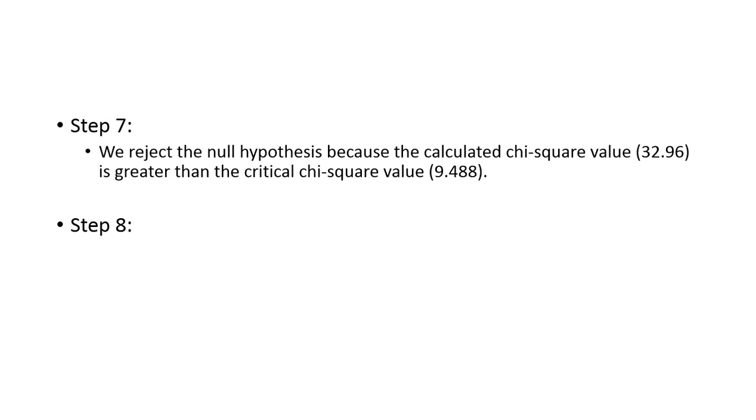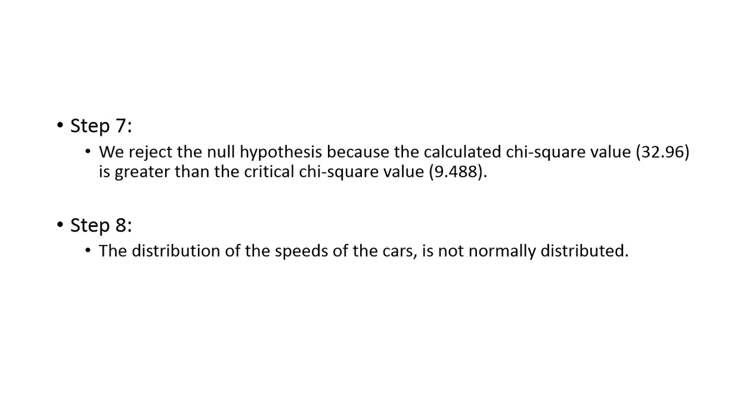Then in step 8, where we state what's happening, we would say that this driving data does not fit a normal distribution. So we just say that the distribution of the speeds of the cars is not normally distributed. Remember, you have to tie it back in. That wraps up our normal distribution chi-squared material. Everything should be fine. We'll be continuing on and doing a little bit more as we move on to our next sections.